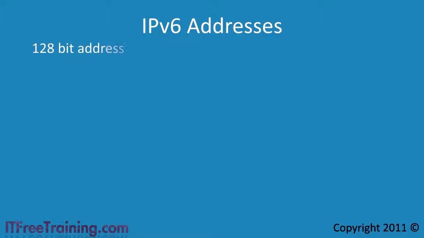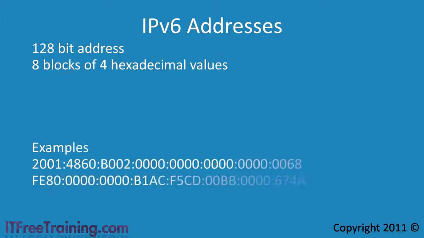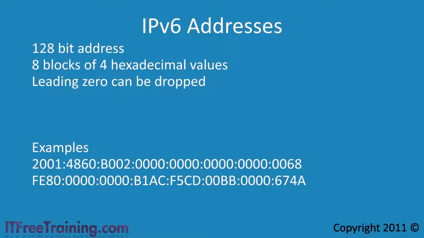IPv6 uses a 128-bit address, which is 8 blocks of 4 hexadecimal values. For example, the following addresses. IPv6 addresses are not the easiest addresses to look at and definitely hard to remember. To make the addresses easier to read, there are some rules that you can use to reduce the size of the address. First, you can remove any leading zeros down to a single number.